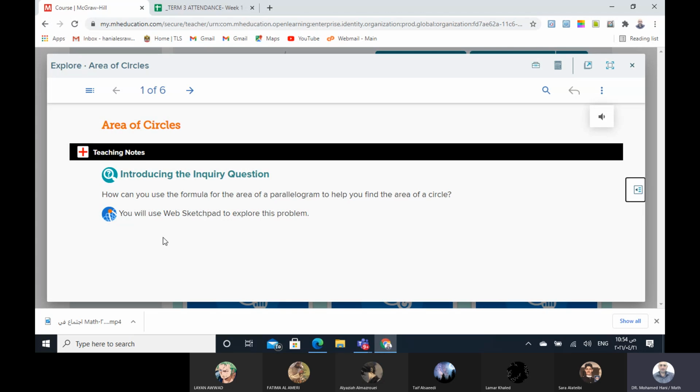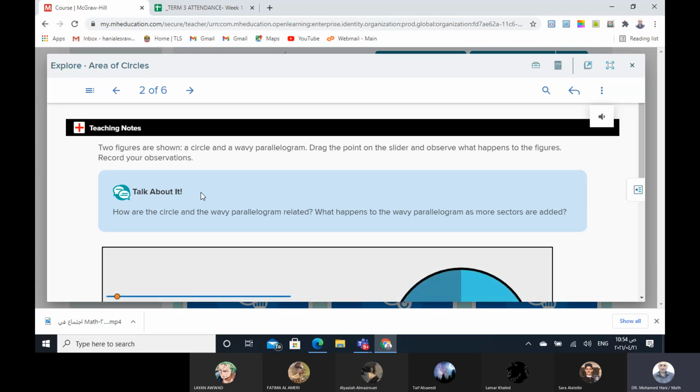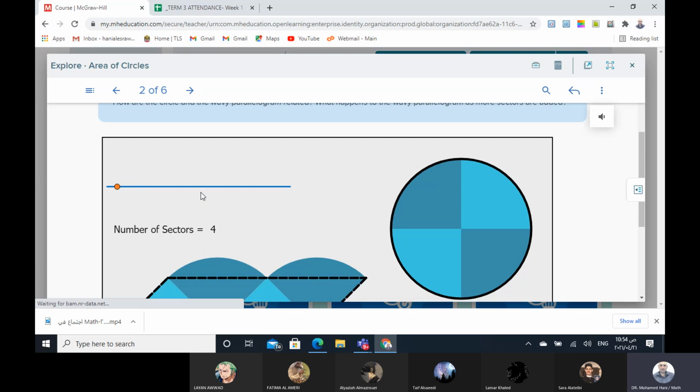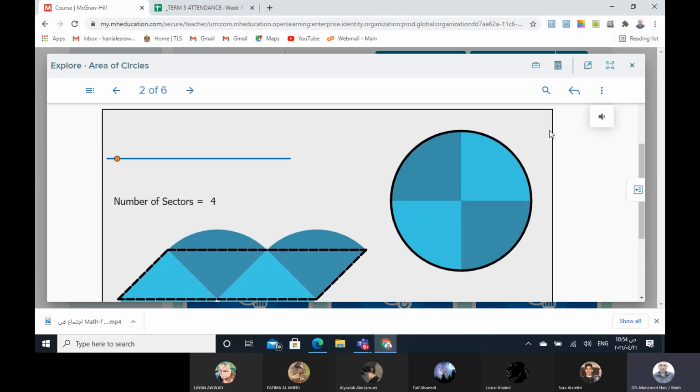So, area of circles. How can you use the formula for the area of a parallelogram to help you find the area of the circle? Two figures are shown, a circle and a wavy parallelogram. Drag the point on the slider and observe what happens to the figures, and record an observation. As you see, here we have the parallelogram and here we have the circle.